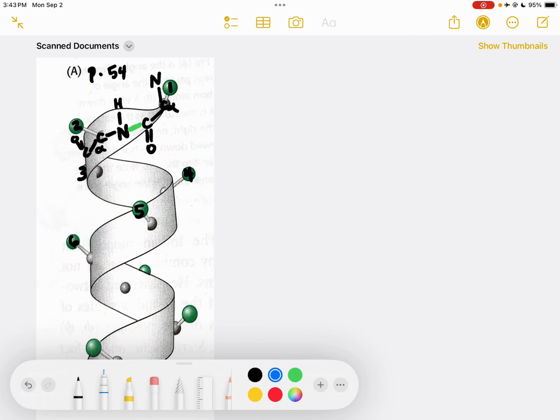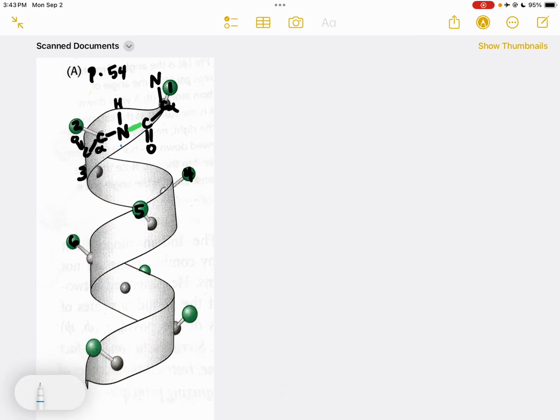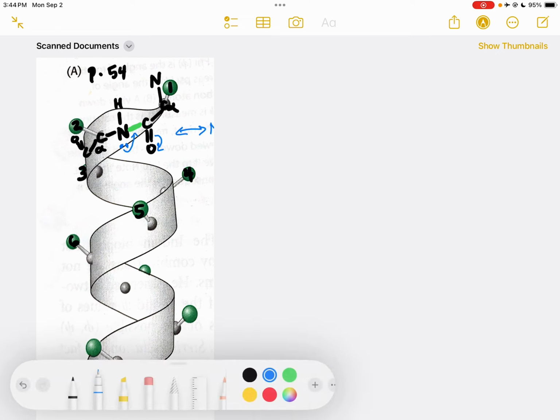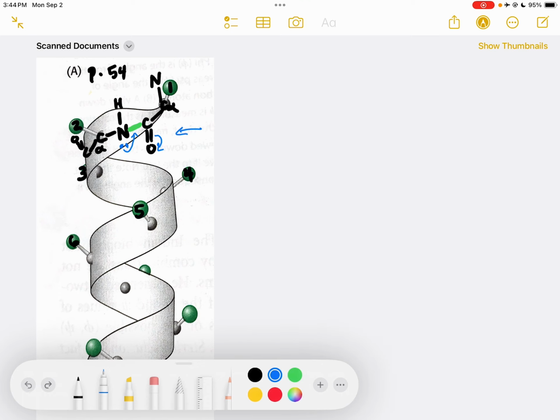So here's another cool thing. I'll use blue. Okay, see this lone pair right here on the nitrogen? There's a resonance structure where that lone pair goes to make a double bond. The peptide bond has double bond character, and these electrons go up to put a negative charge on the oxygen. So there's two resonance structures, and I don't think I can draw them. Okay, can't draw outside of this white box.